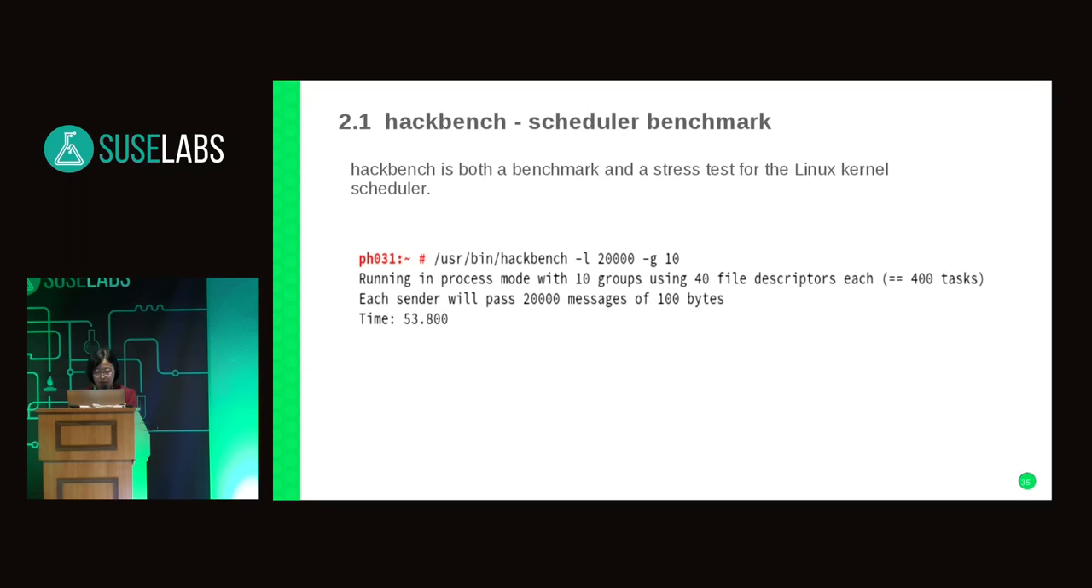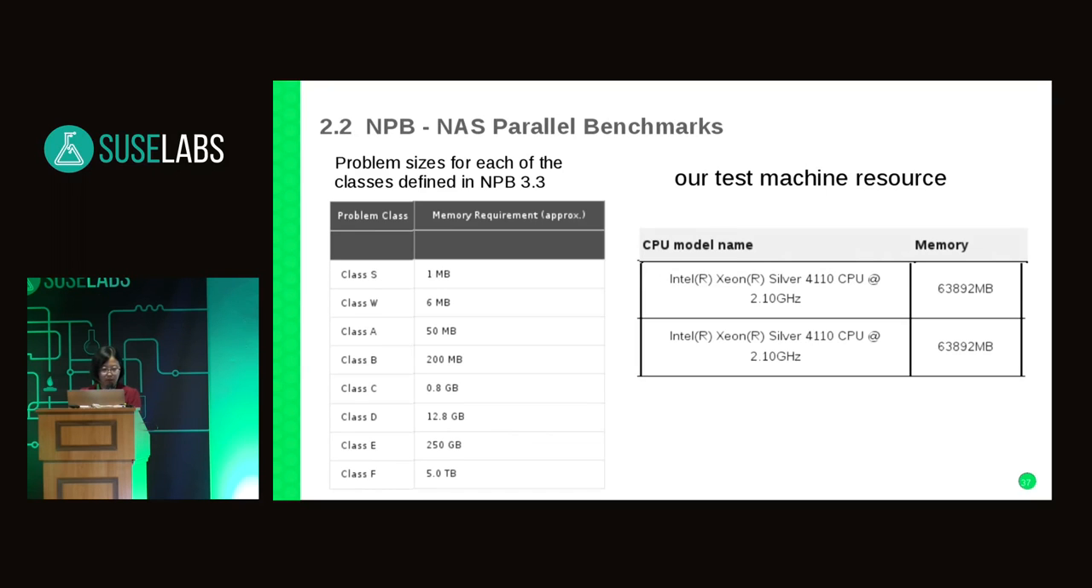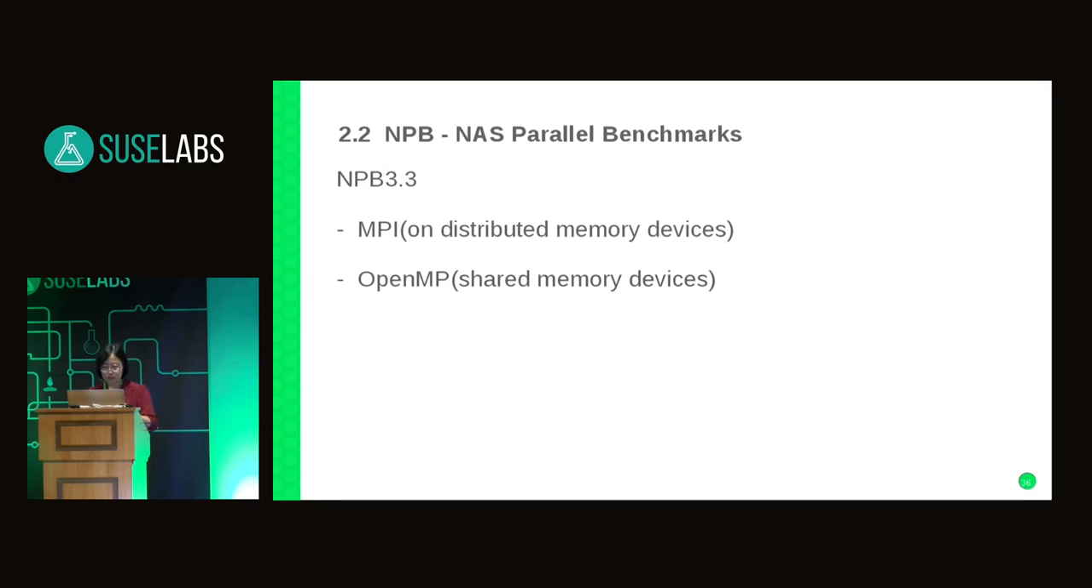And the next is NPB. Before we added NPB, we were suffering with single macro benchmarks, since fixing one of them may regress the other ones. So we got a suggestion from the lab performance team, and then we added NPB benchmarks.